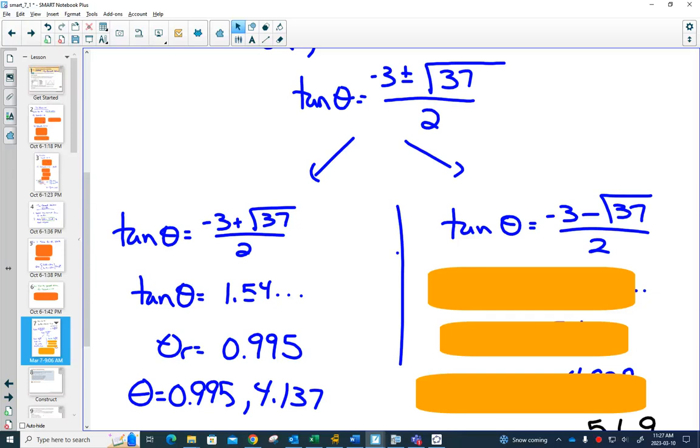The final exam used to always have all their answers to 3 decimal places. So when it doesn't say what to round it to, suggestion is to round to 3 decimal places.